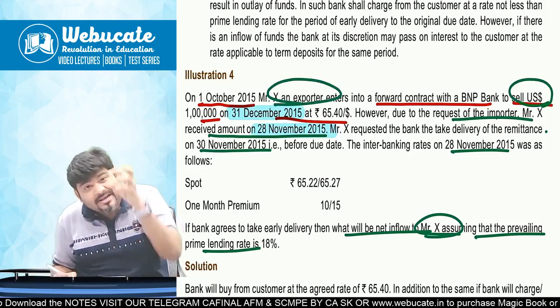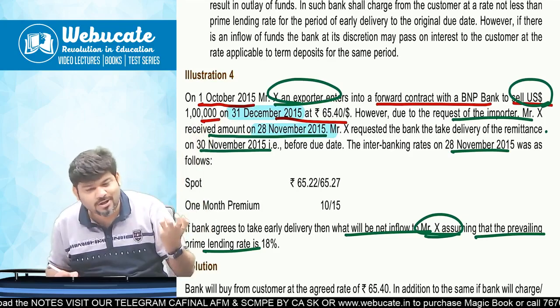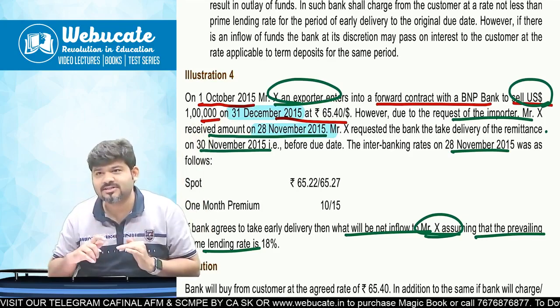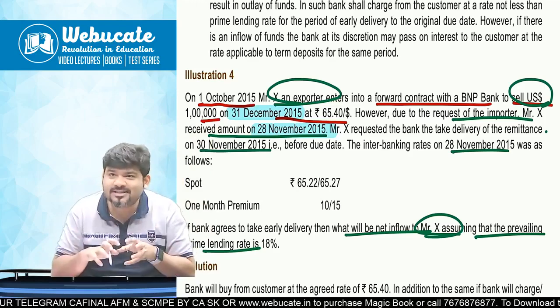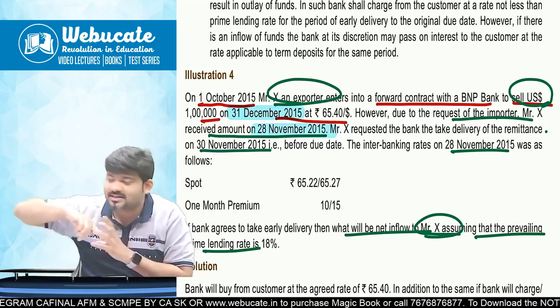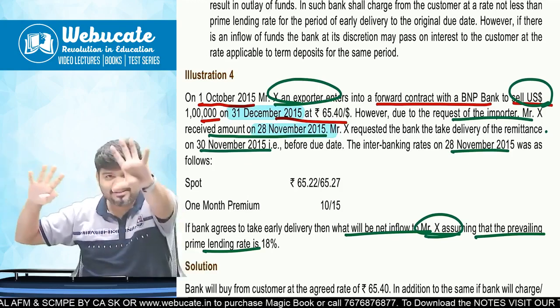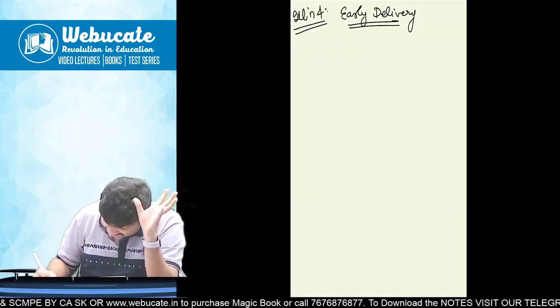Customer is going to sell. He is an exporter, so he will get dollars. He is going to sell it to the bank. Bank is going to purchase. What is going to be the bank's counter or cover? Sell dollar forward. Just giving you an idea. Chalo, let's write it down.